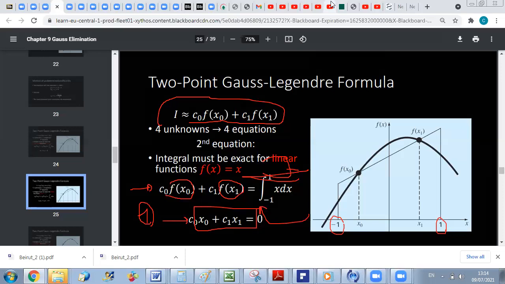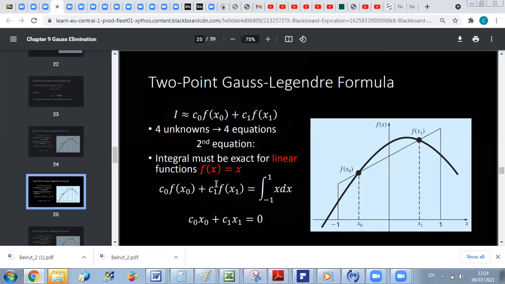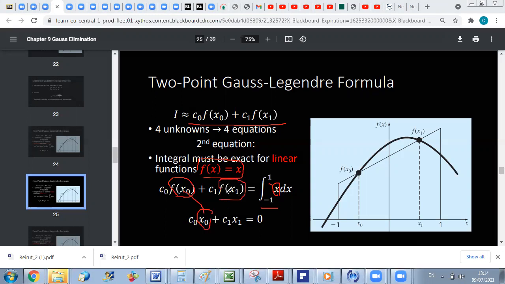Okay, so now the second equation will be obtained by just saying that I want to force the integral obtained by doing C0 f of x0 plus C1 f of x1 to be equal to the exact integral between -1 and 1 of the linear function x dx. So all I have to do now is to say what is f of x0, since I'm dealing with function f of x equals x. So f of x0 is x0, and f of x1 is x1. And now I will perform the integration between -1 and 1 of x dx, which will be 0. This will allow me to get my second equation.